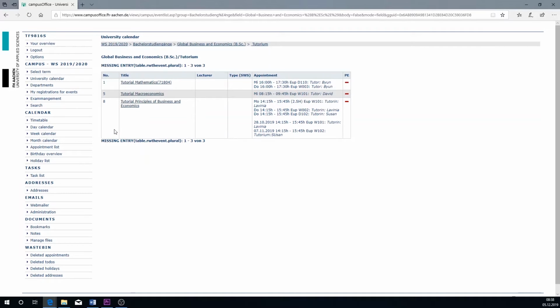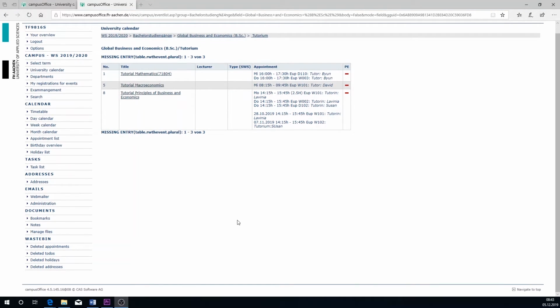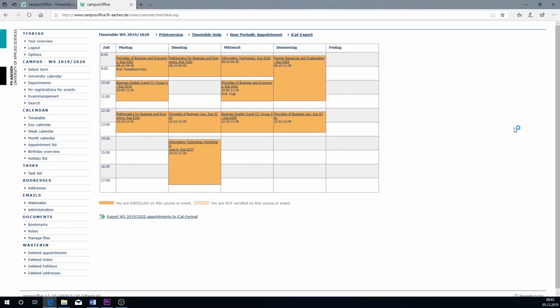Now we're going to take a look at your timetable again. To do so, we click on Timetable. Now you can check again if you have registered for all modules and make sure they don't overlap. If the module is orange, you are registered, and if it is white, you aren't registered. In this example here, all modules are registered and included in the timetable.